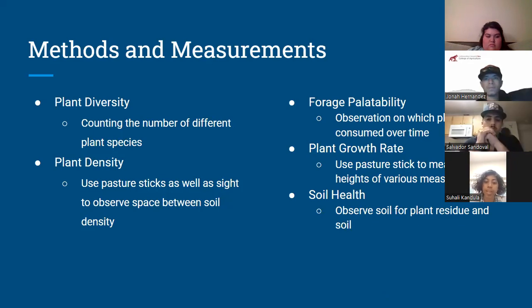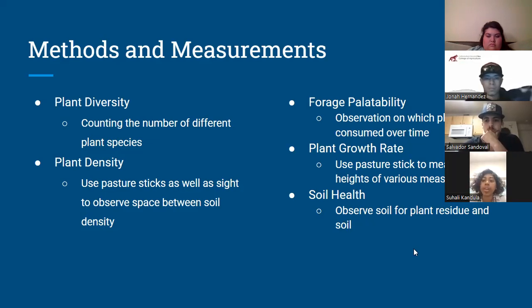over time. With plant density, we used our pasture stick and observed the number of dots we could see on the pasture stick when we put it on the ground, and generally just observed the field to see how dense or how sparse it was from week to week. For forage palatability, we observed which types of plants and crops the beef cattle were consuming over time, as well as which just looked more manageable to eat, such as not eating the weeds or the thistly plants that we found along the transect line.